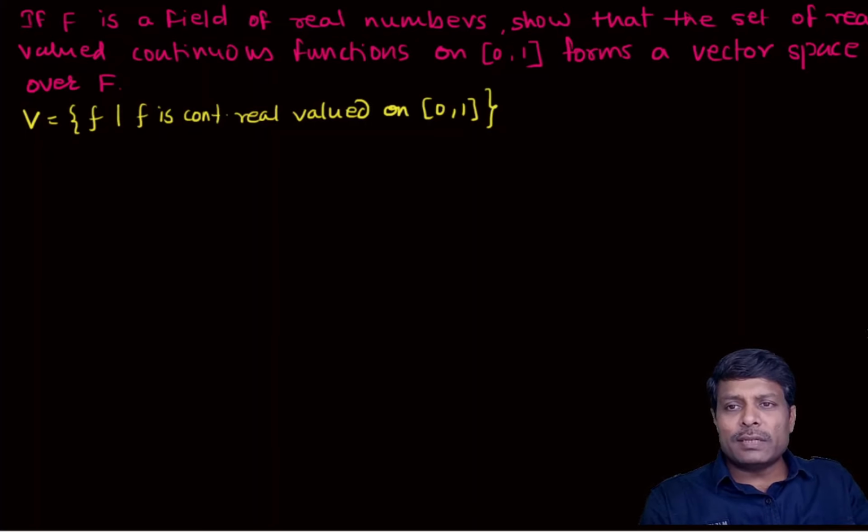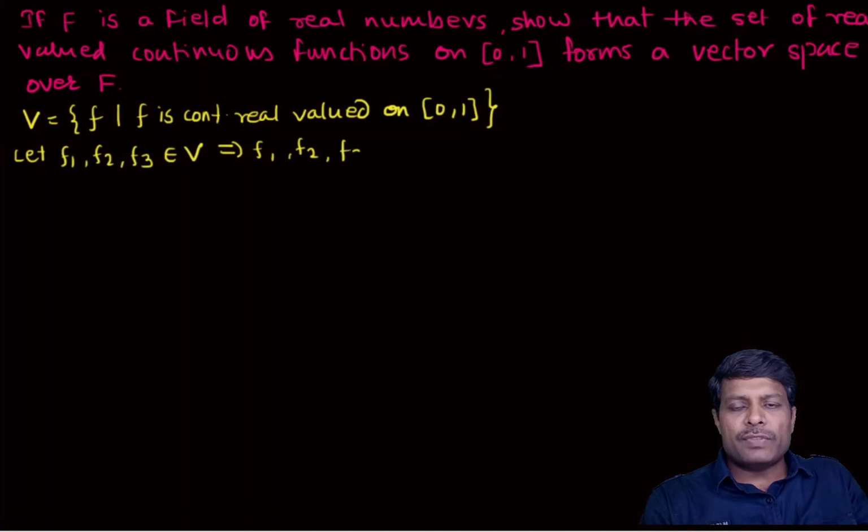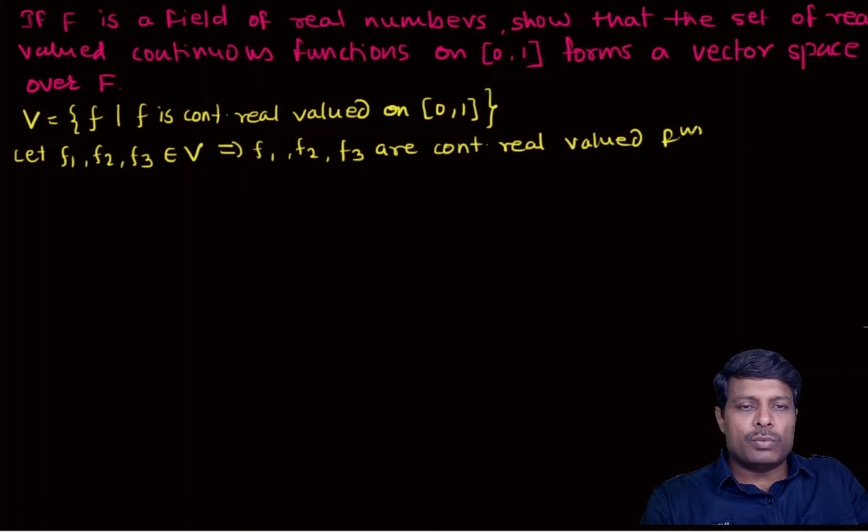So let us consider that f1, f2, f3 are members of V. It means that f1, f2, f3 all are continuous real valued functions on the closed interval 0 to 1, because they are coming from the set V, and V is a full collection of such mappings.